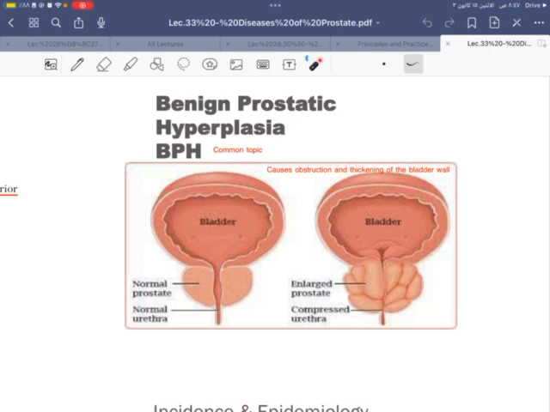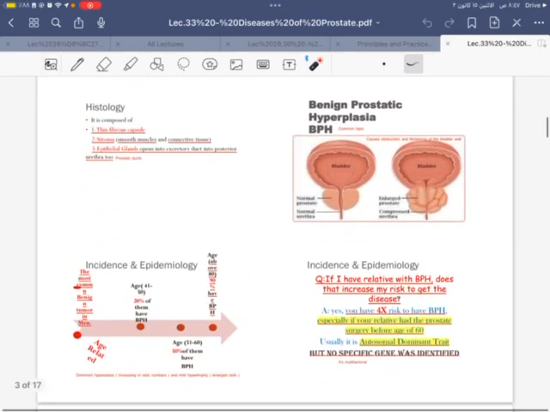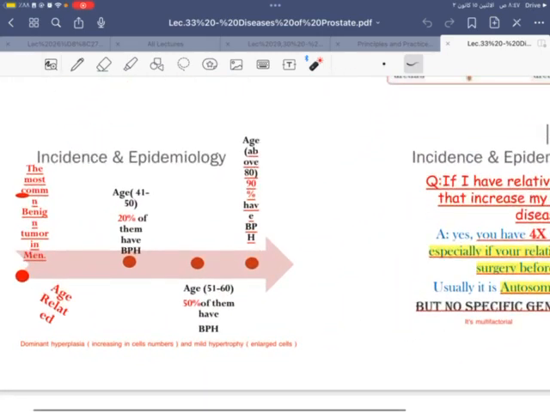hypertrophy. We will talk about them in detail a bit later. As you see, the urethra is compressed and the bladder is completely different from normal. So, regarding the epidemiology, it is the most common benign tumor in aging males.